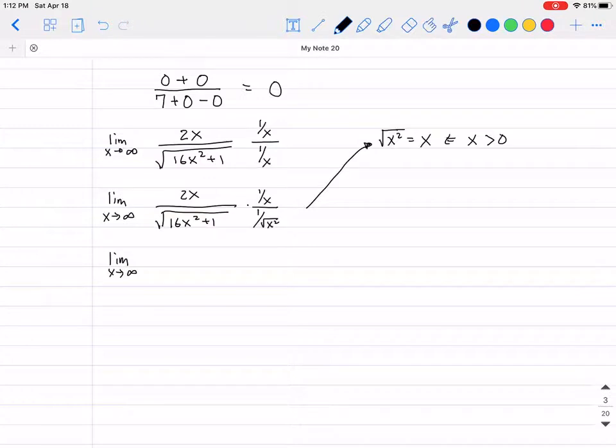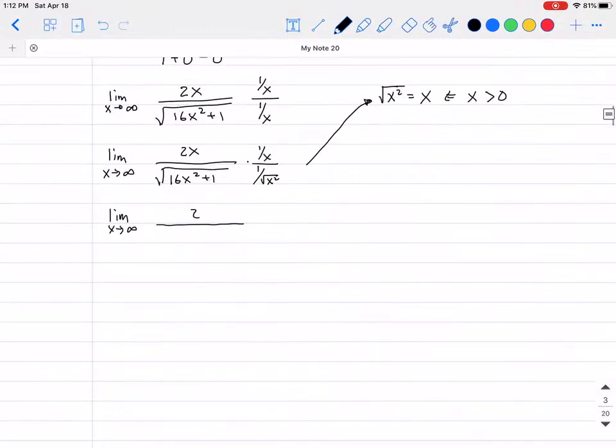So the limit as x approaches infinity of the top part multiplied out is just equal to 2, divided by the bottom part. If I take the inside expression and divide everything by x squared, the first part I get is 16, and the second part I get 1 over x squared. So now again, we let x approach infinity. When we apply it, we get 2 divided by the square root of 16 plus 0. So that gives us 2 over 4, and the answer is equal to 1/2.